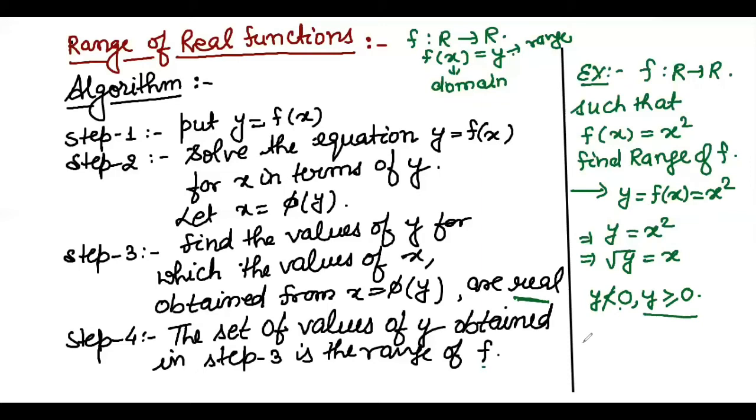So range will be all positive real numbers including 0, meaning whole numbers we can write. So 0 to infinity we can write. That will be the range of the function f. Again I'm repeating, we have a function y equals x square, and then we have converted x in terms of y. After that we are finding the values of y that will satisfy the given pattern. So here we are getting the right hand open interval 0 to infinity.